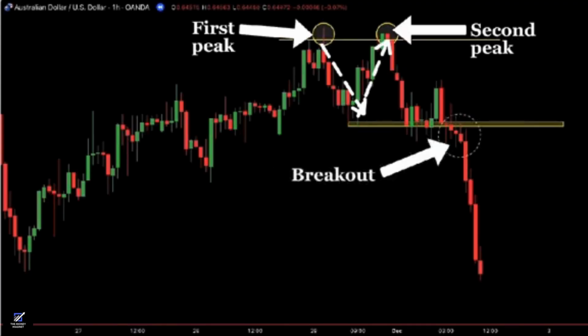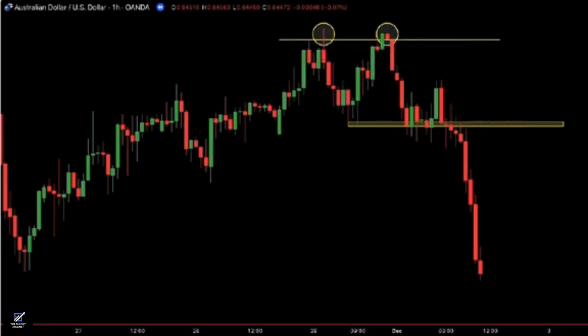When price breaks below the low between the two peaks, the pattern is confirmed and a downtrend is likely to follow. This pattern is most effective when it forms at a strong resistance level and after a clear uptrend. It signals that buyers have tried twice to push price higher but failed, which can lead to a trend reversal.